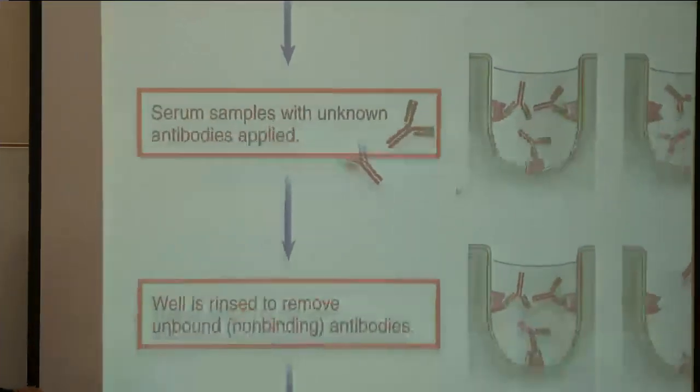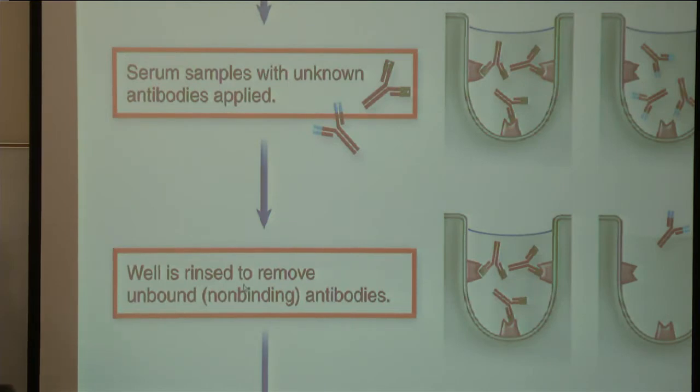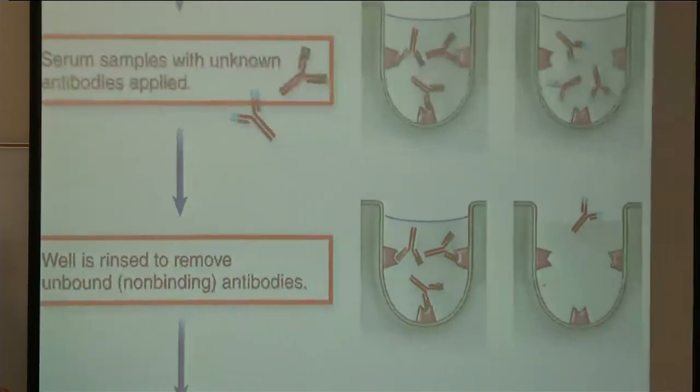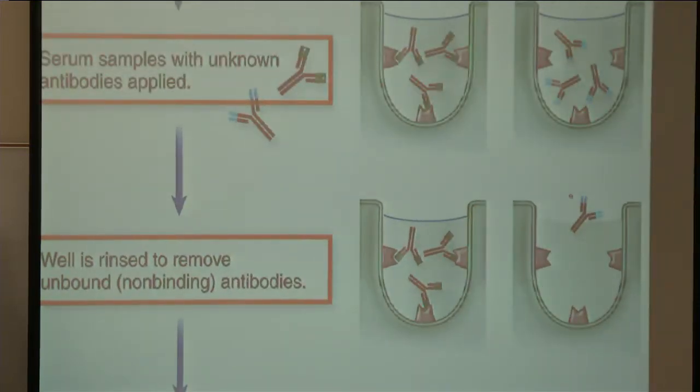So next step, you rinse to remove unbound antibodies. You want to get rid of the ones that aren't attached. These don't come out because they're physically attached. These will because they're not. So again, positive result, negative result. We can't see this yet. So what do we have to do?